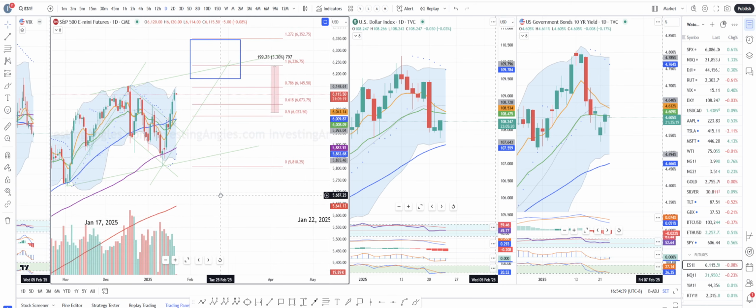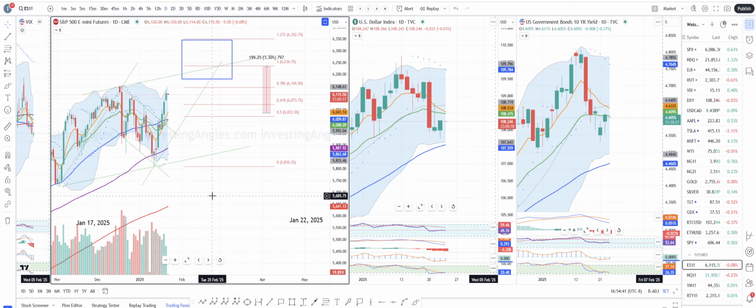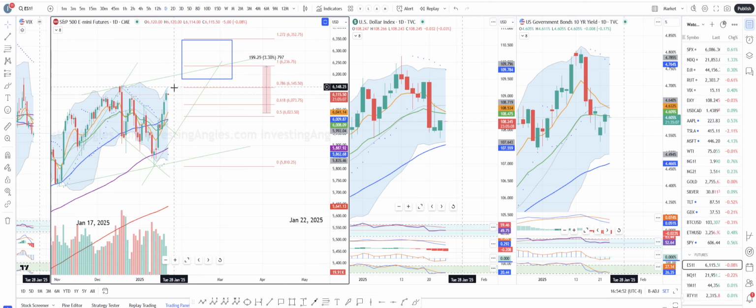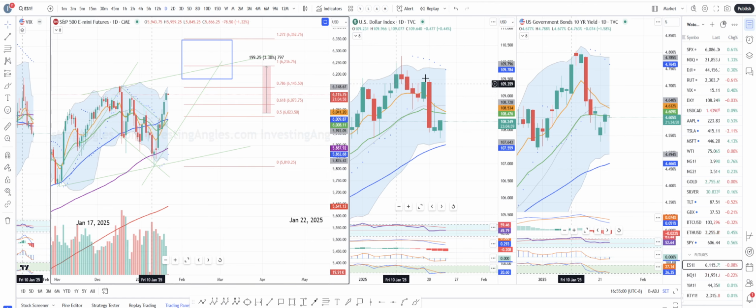This is our projection on the S&P 500, what we were talking about a week ago, potentially developing a flag, and this is the flag target. So we are seeing that the index is moving towards the flag. It might take a pause before moving higher, but it is what it is.